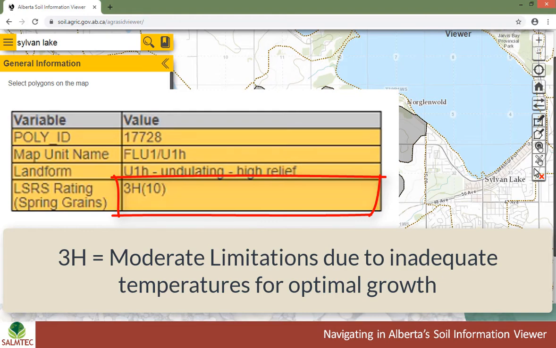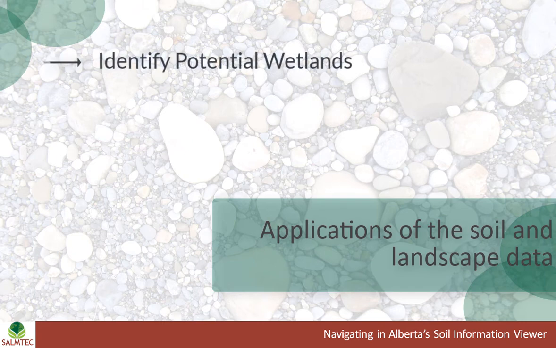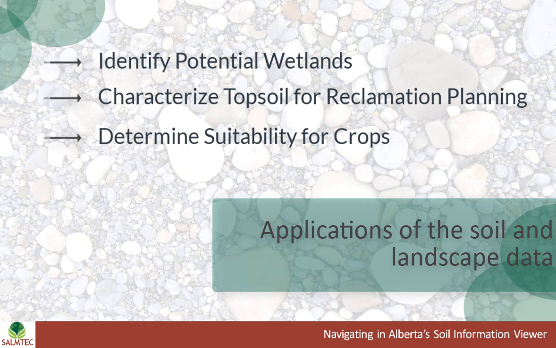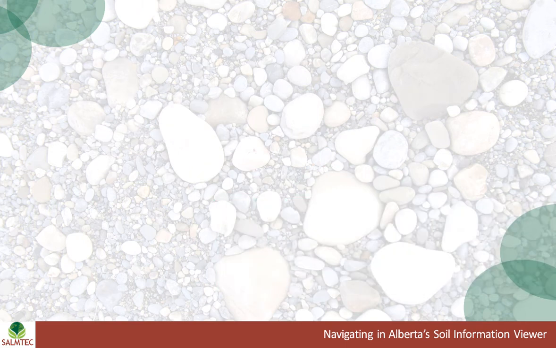This type of information and a suite of other information can be useful for a lot of different applications, such as for identifying potential wetlands, characterizing topsoil for reclamation purposes, cultivating different types of crops, and determining sensitivity of an area to contamination. This short video was designed to show you how to locate and navigate within the Alberta Soil Information Viewer.